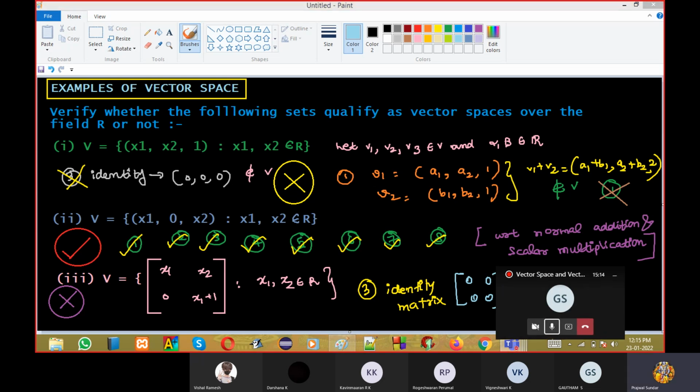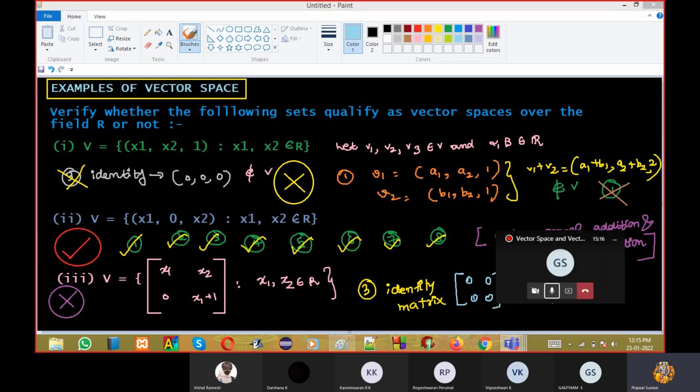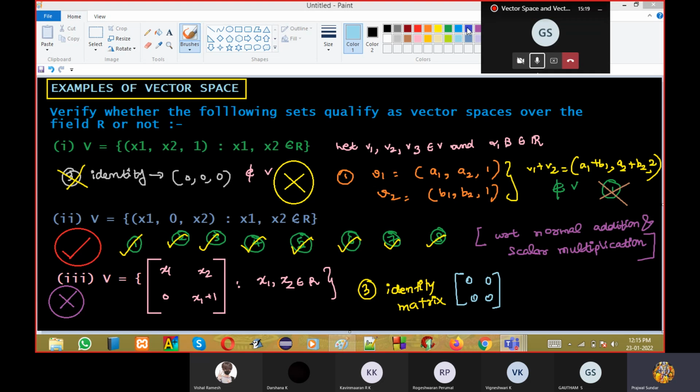If you want to check whether it's in this vector space or not, suppose you put x1 as 0 and x2 as 0. Then what matrix will you get? You will get 0, 0, 0, 1. You won't get the zero matrix, right? So the identity is not there. With this condition itself, you can say it is not a vector space. Clear?